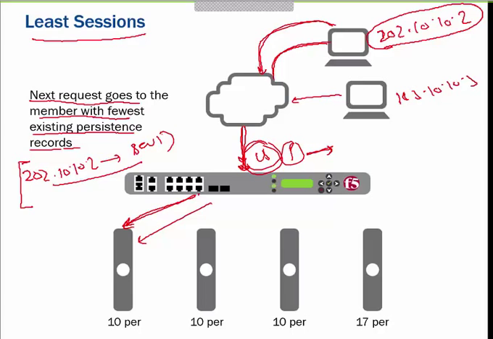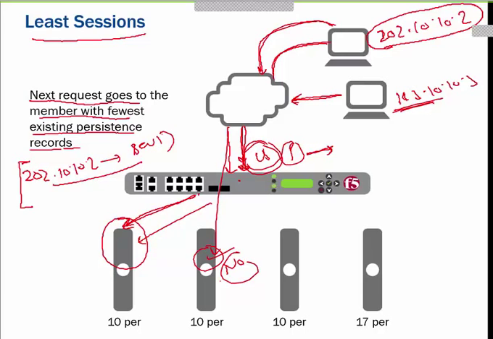Now suppose this client sends a request and the traffic comes to the F5. F5 will see that I have a persistence record of this server, but I don't have a persistence record of this other server. So this server has no existing persistence record, and the traffic will come here. In least session, when traffic comes to the F5, F5 will check which server has the least existing persistence records, and based on that it will send it. But again, the method will be round robin.